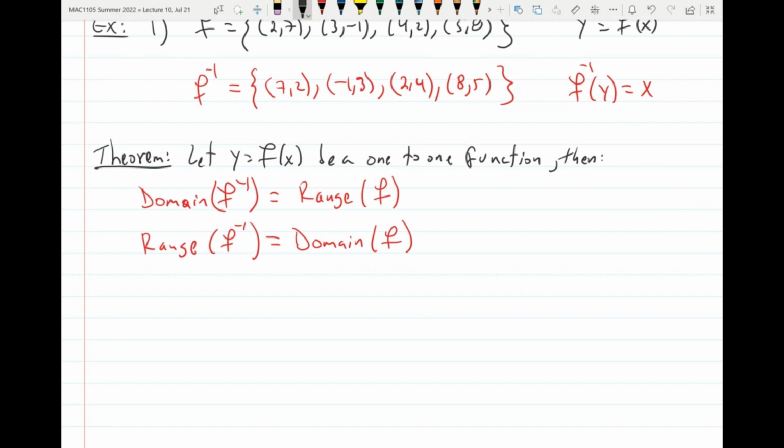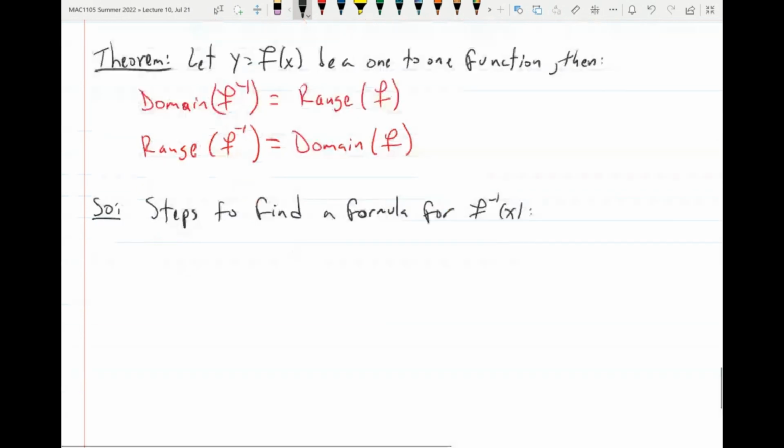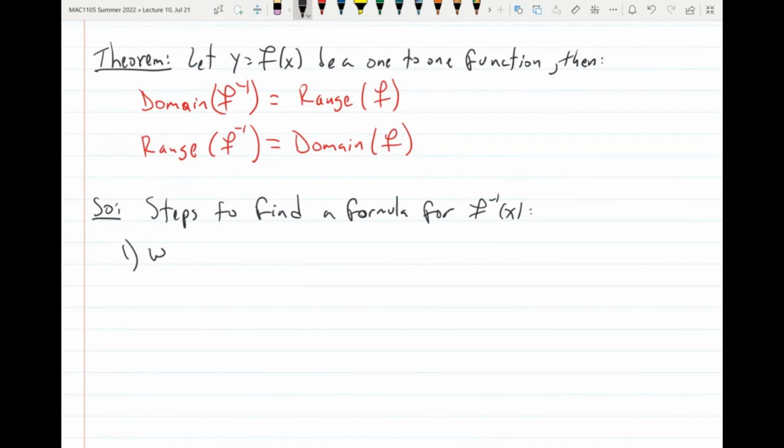So let me write down the steps to find a formula for f inverse of x. Here's what we do. Number one, you write y equals f of x. In other words, typically you're going to be given a formula f of x equals something. Well, instead of f of x, write y. So write y equals f of x. You're going to have an equation now. Then step number two, you switch x and y. In the equation, you swap them.